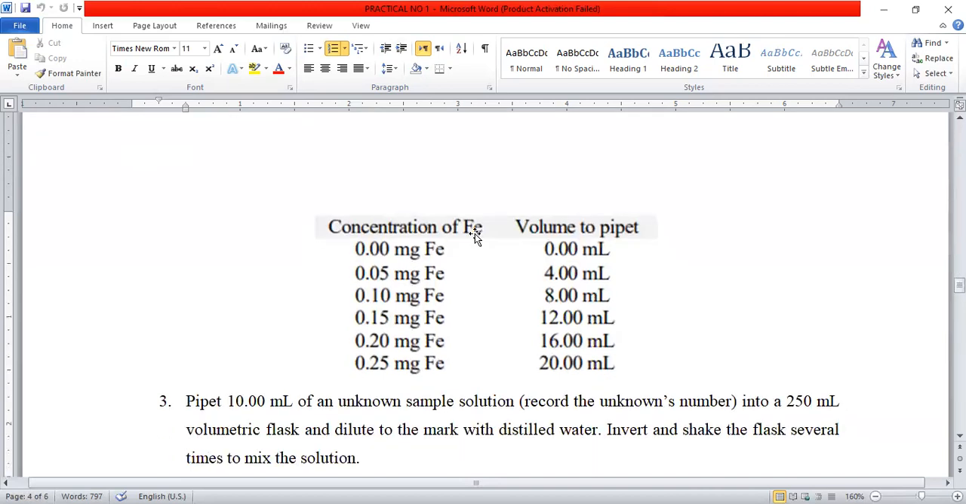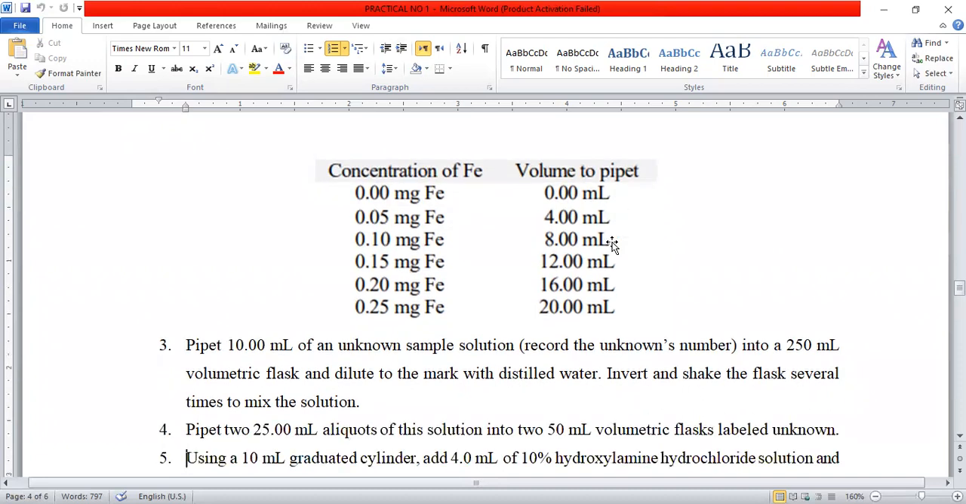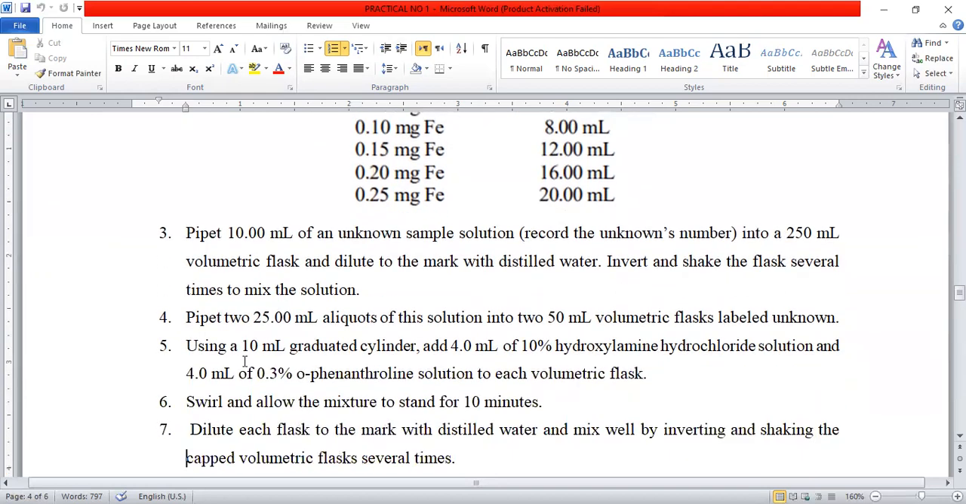This is the concentration of iron and this is volume to pipette. Pipette 10 milliliter of an unknown sample solution into 250 milliliter volumetric flask and dilute to the mark with distilled water. Invert and shake the flask several times to mix the solution.